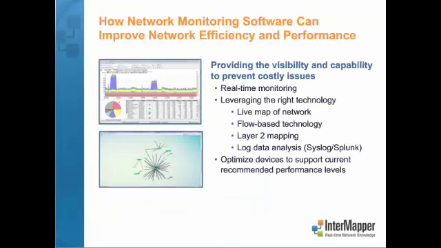So how does network monitoring software improve your network efficiency and performance? Again, providing the visibility, I think, is first and foremost. Again, having that visual representation allows you to prevent some really costly issues. We have the ability to do real-time monitoring. Again, very important that you're getting up-to-date information. We poll every 30 seconds on our software, so every 30 seconds, Intermapper is talking to your devices and bringing back information and providing you with that output.